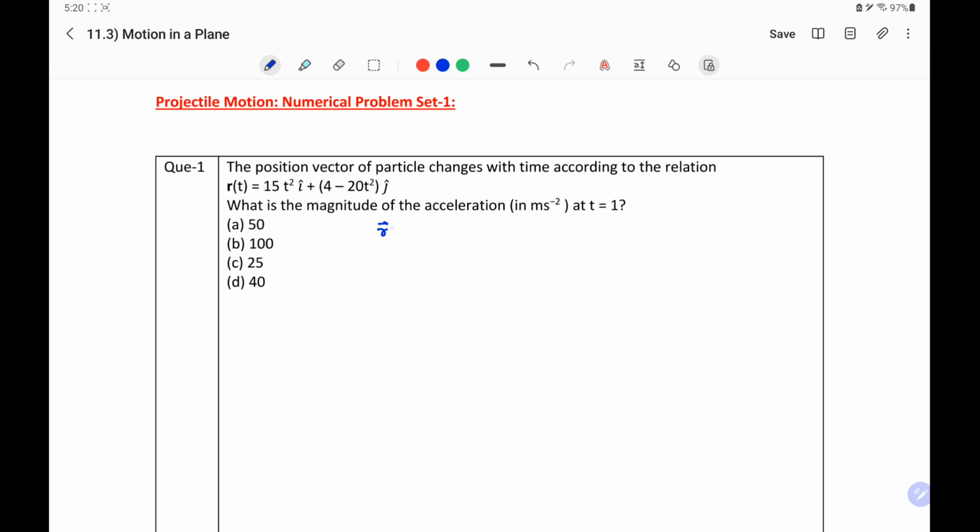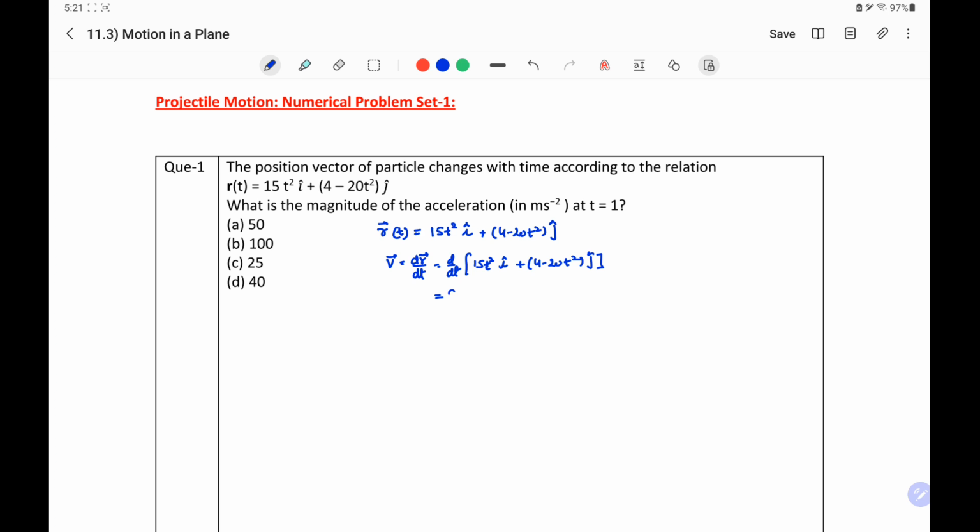Given position vector r, which is a function of time, is 15t square i, where i is the unit vector along the x-axis, plus (4 minus 20t square) j, where j is the unit vector along the y-axis. We know that velocity is given by the rate of change of position vector. So we have to differentiate 15t square i plus (4 minus 20t square) j.